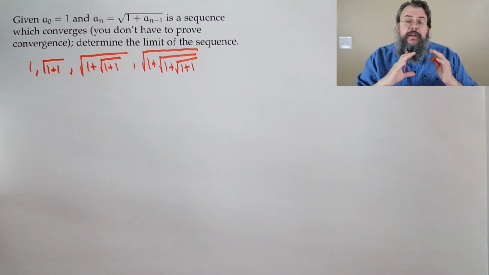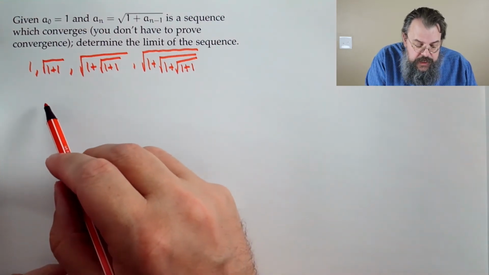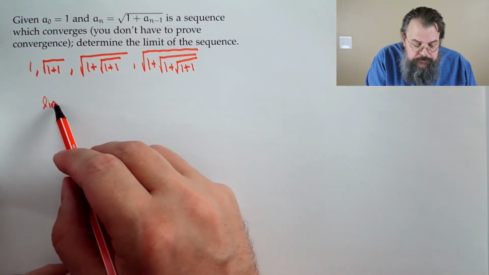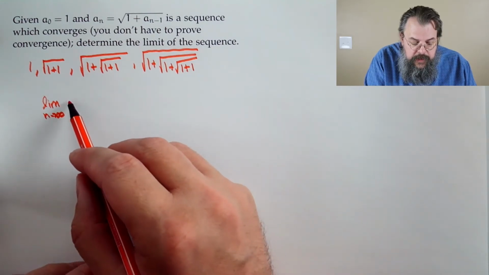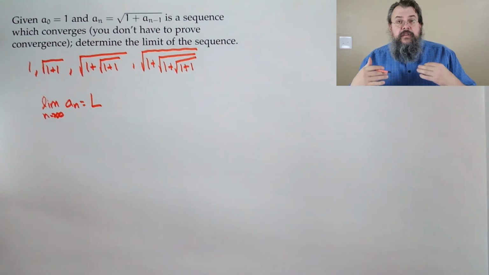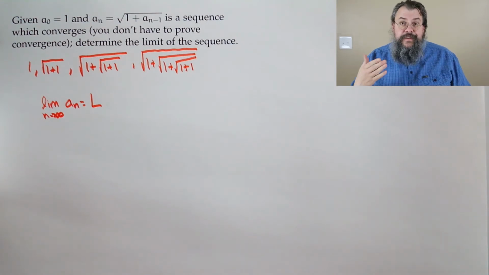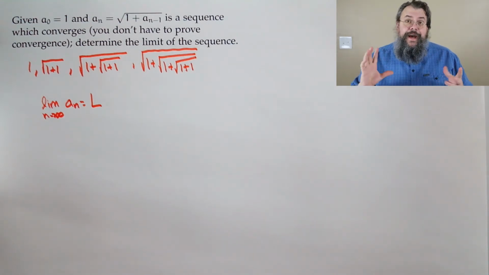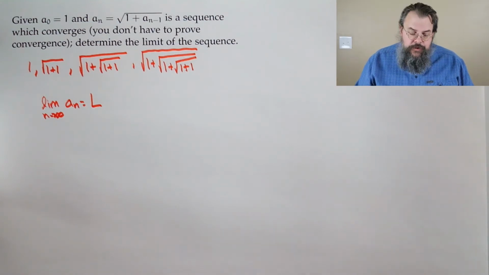Okay, so here's the thing. We know it's a sequence which converges. What does that say? Well, it says, look, the limit as n tends to infinity of a sub n equals something. That's what it means to converge. The limit approaches a value. Okay, so that's a given. We know that the limit exists. Okay, so now we're going to turn that and use it to our advantage.